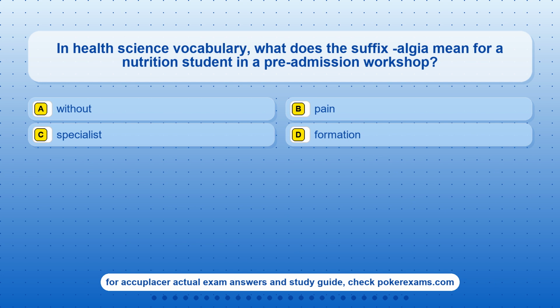Question 13. In health science vocabulary, what does the suffix -algia mean for a nutrition student in a pre-admission workshop? Option A. Without. Option B. Pain. Option C. Specialist. Option D. Of formation.